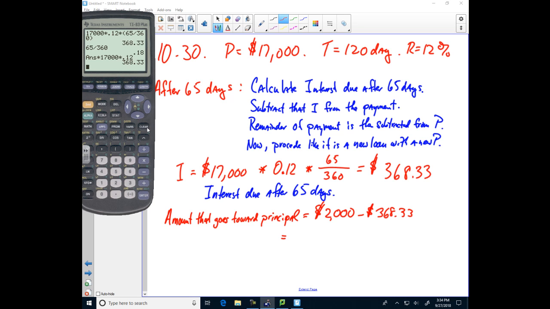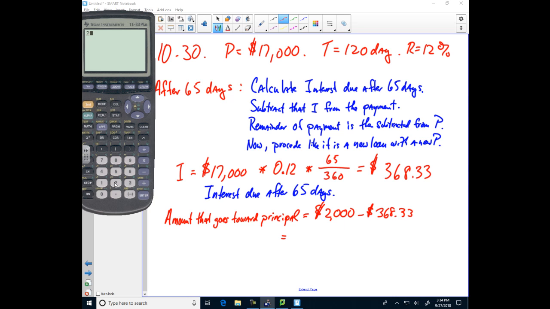Now think about why this is so. He comes in with $2,000 and he says I want to pay this on the note. So the banker or whoever holds the note calculates all the interest for the $17,000 through 65 days. Comes up with $368.33. They subtract that from the amount of the payment.